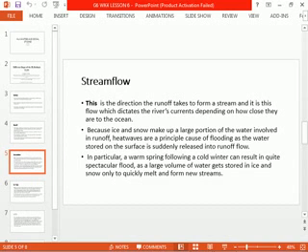Because ice and snow make up a large portion of the water involved in runoff, heat waves are a principal cause of flooding, as the water stored on the surface is suddenly released into runoff flow. In particular, a warm spring following a cold winter can result in quite spectacular flow, as a large volume of water gets stored in ice and snow, only to quickly melt and form new streams.